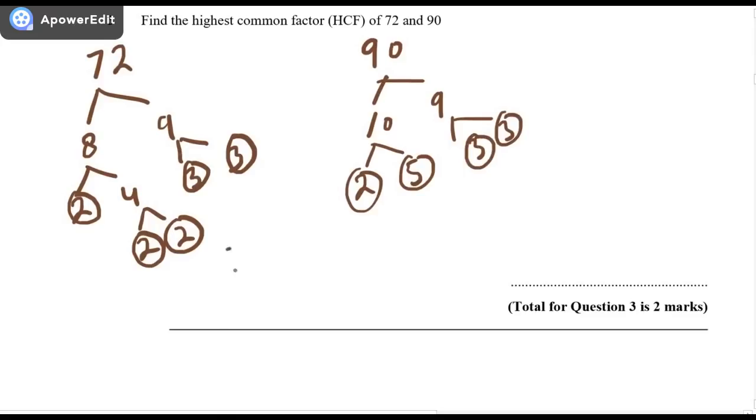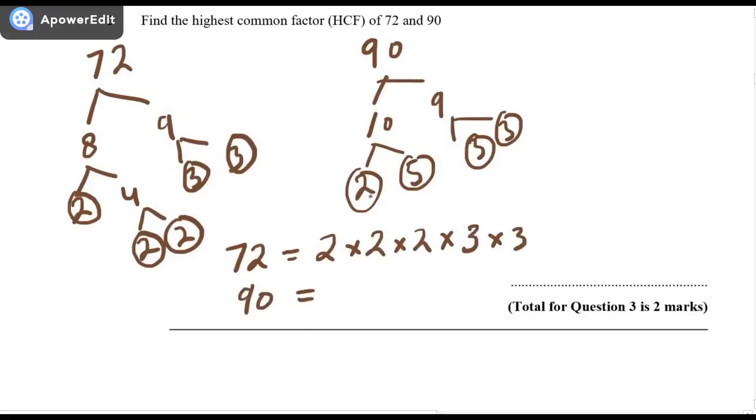So for 72, I got 3 2's. So I can write it down, 2 times 2 times 2 here. So I got 2 3's. When you times all, you get 72. So for 90, I got 1 2 and I got 2 3's. Just make sure you write the same number underneath this number, and I got 5 here.